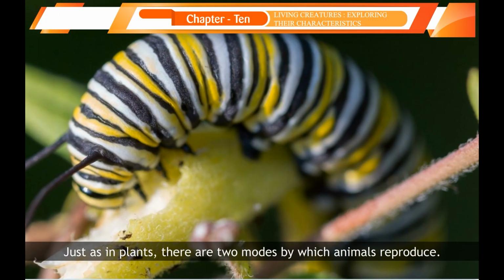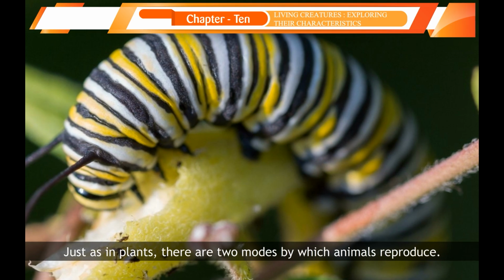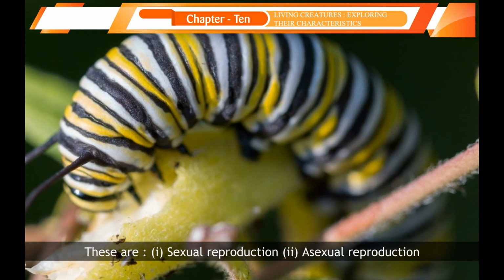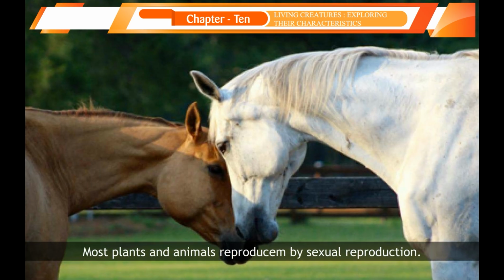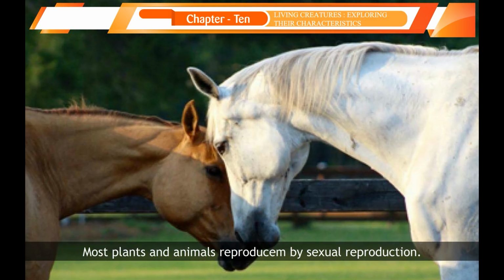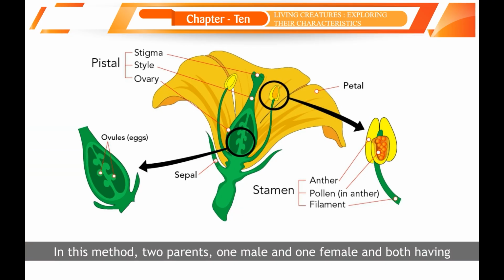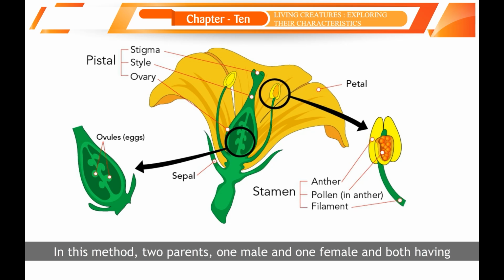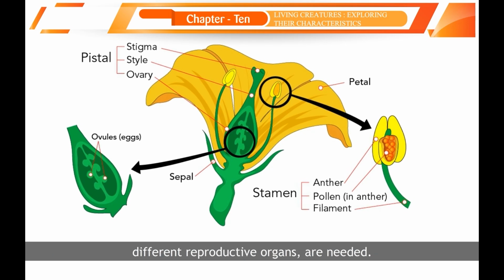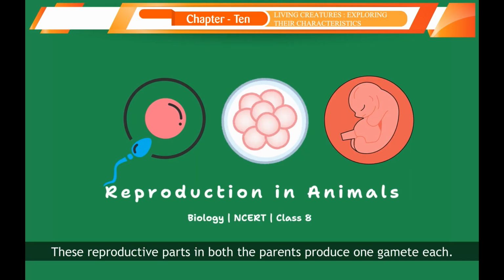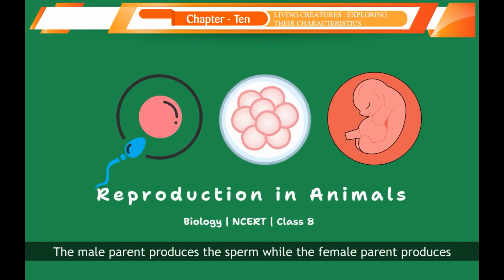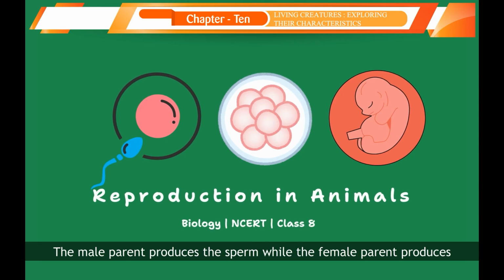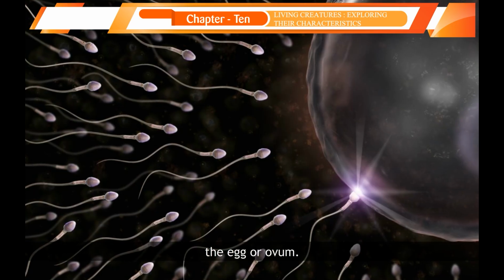Just as in plants, there are two modes by which animals reproduce. These are asexual reproduction and sexual reproduction. Most plants and animals reproduce by sexual reproduction. In this method, two parents, one male and one female, both having different reproductive organs, are needed. These reproductive parts in both the parents produce one gamete each. The male parent produces the sperm, while the female parent produces the egg or ovum.